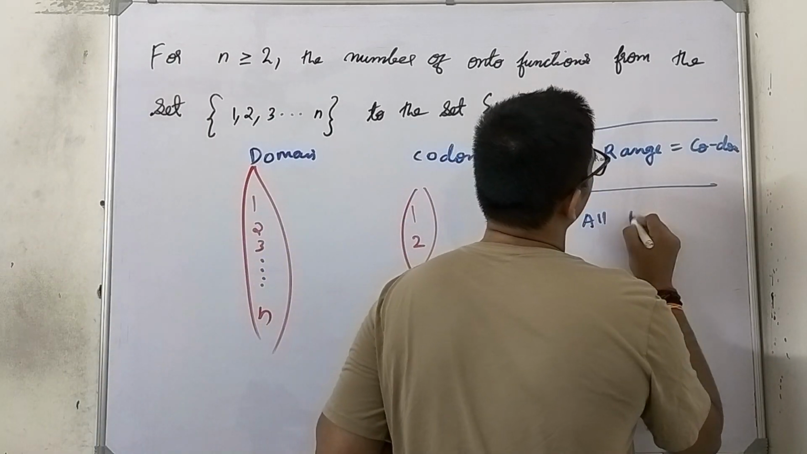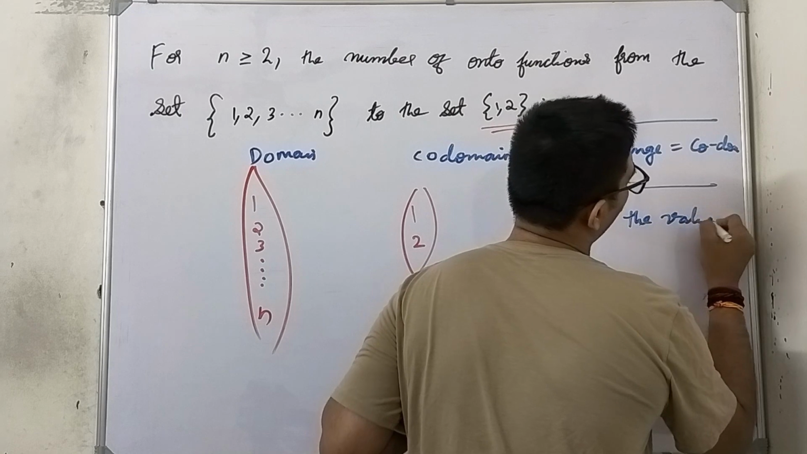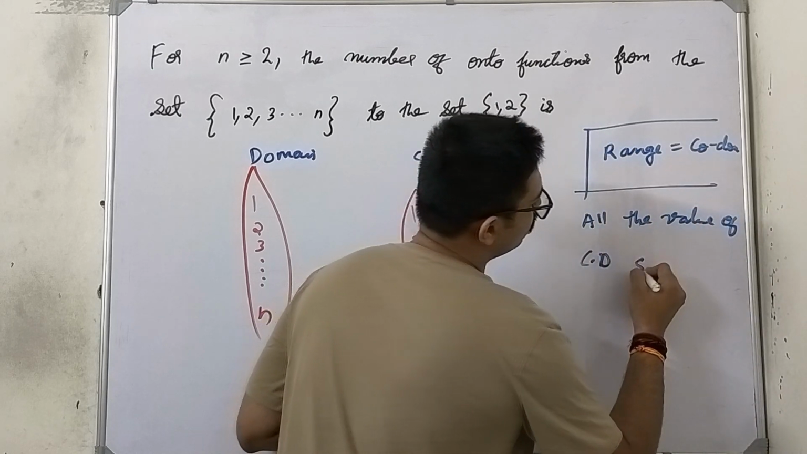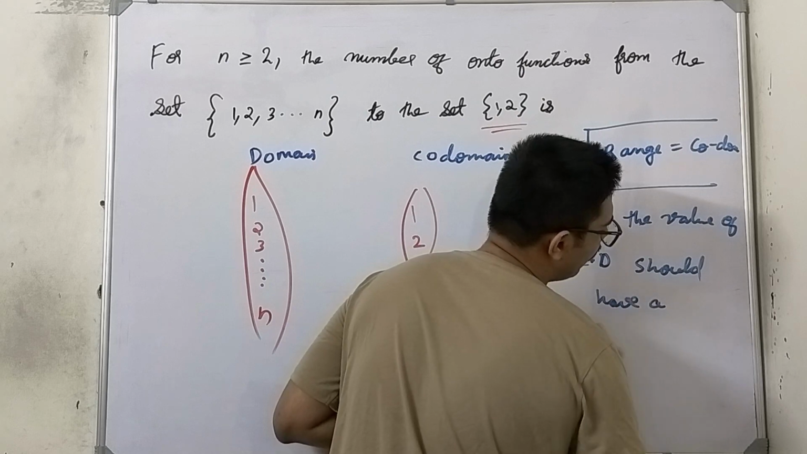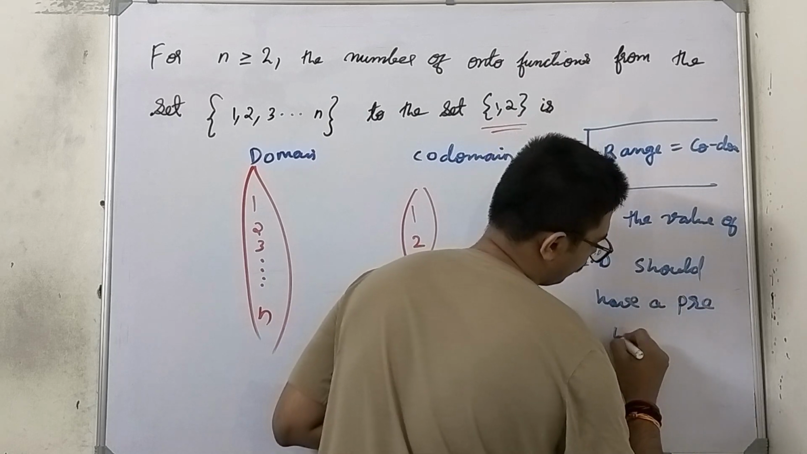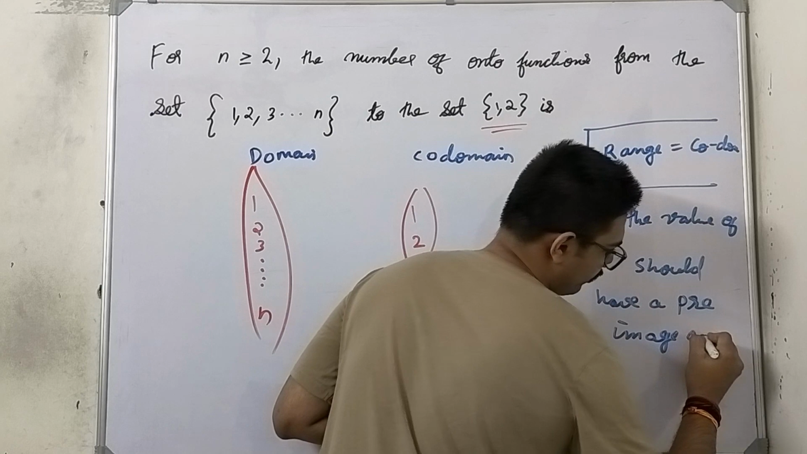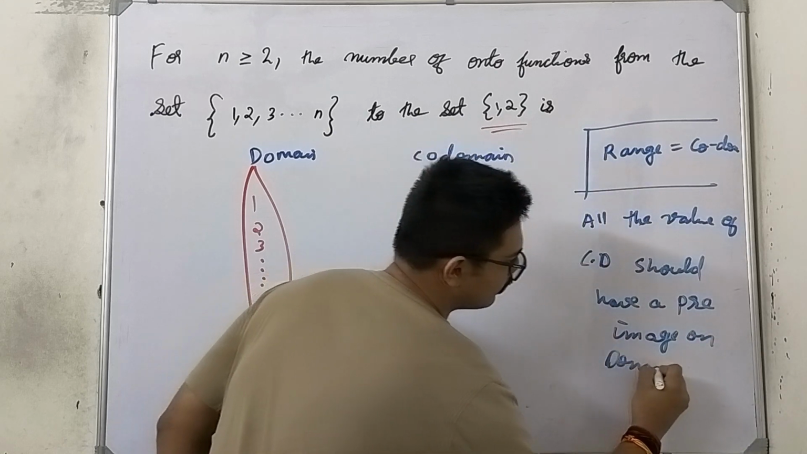All the values of the codomain should have a pre-image in the domain.